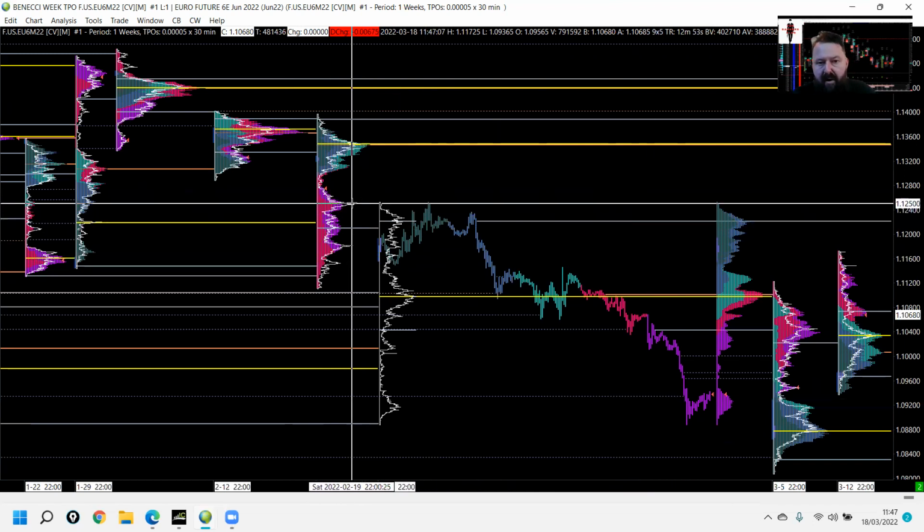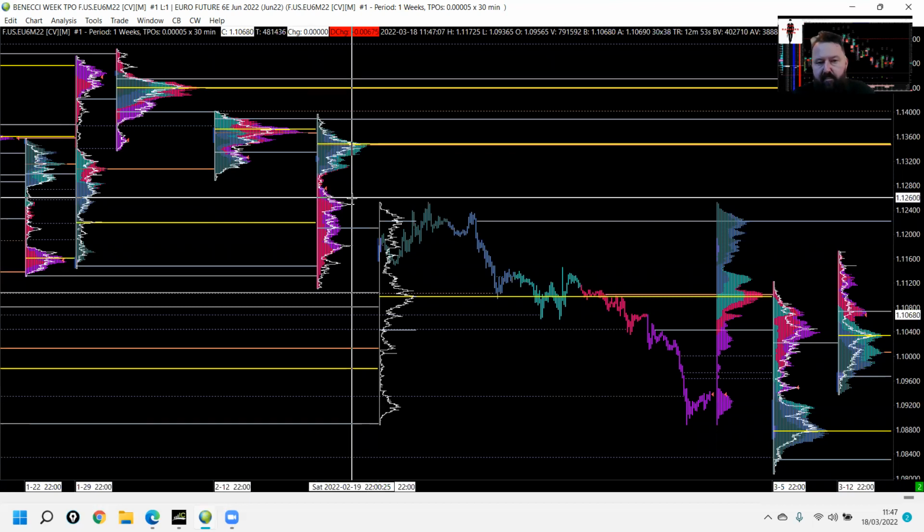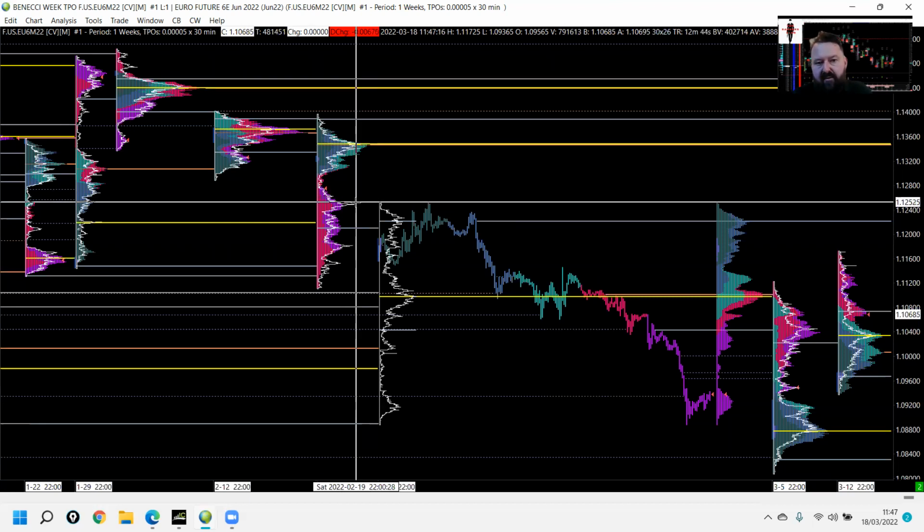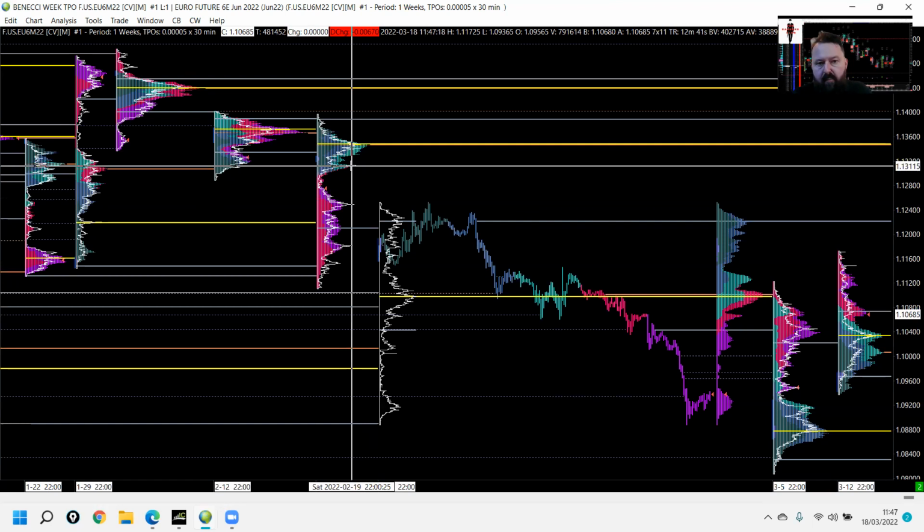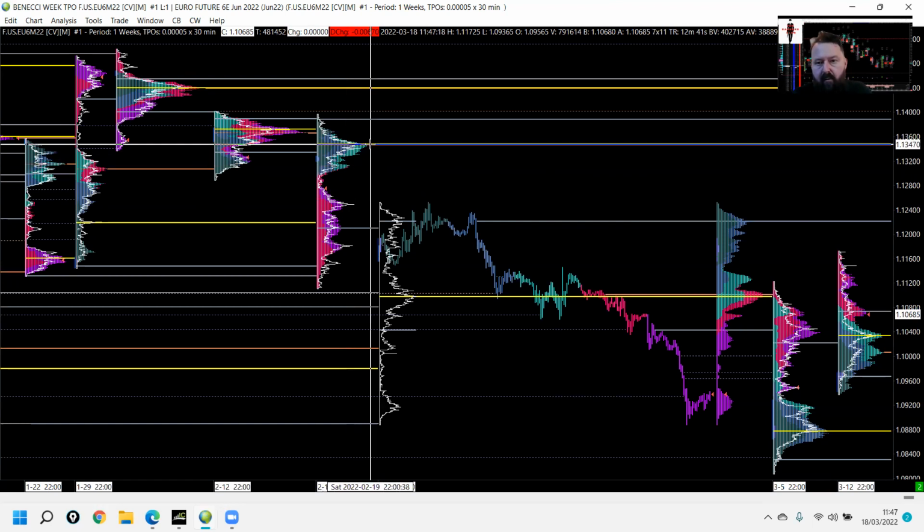If we'd broken above this high volume node, the expectation would have been that we'd gone imbalanced. So then we'd be looking at somewhere around here or this point of control here, which, as it's not been touched before, is called a naked point of control. That holds a bit more weight for a potential reaction there because it's not been tested before. So there could be liquidity and resting orders, etc.